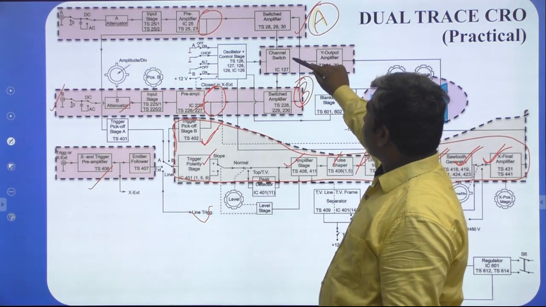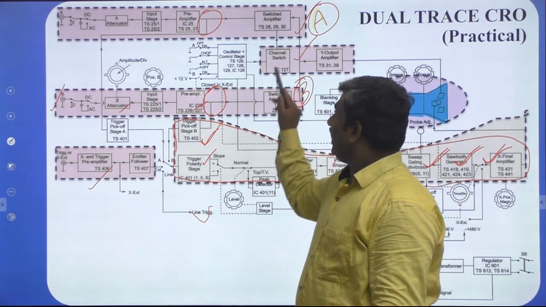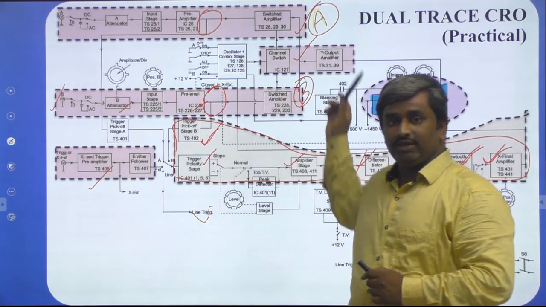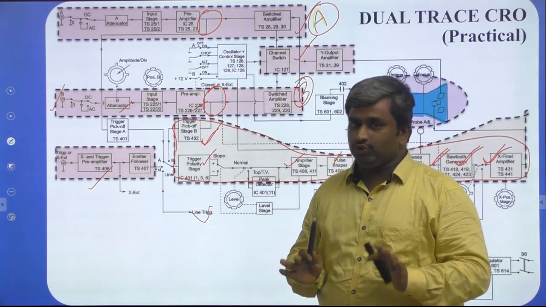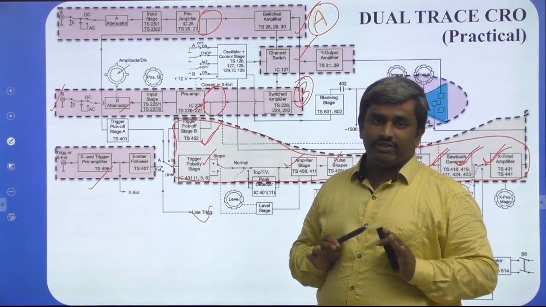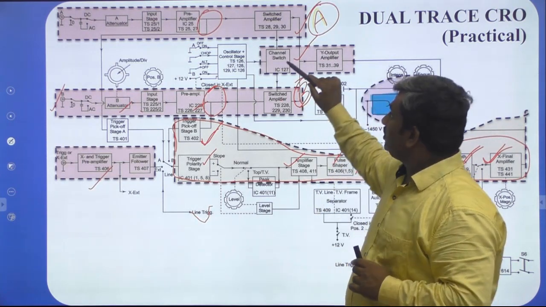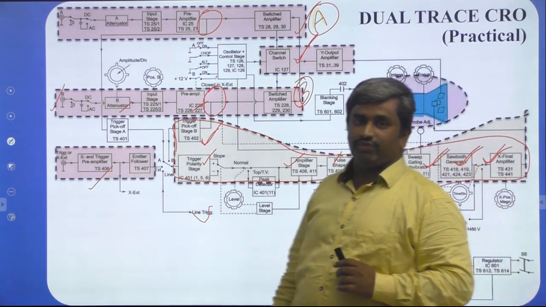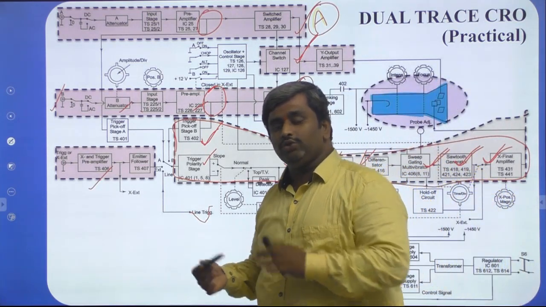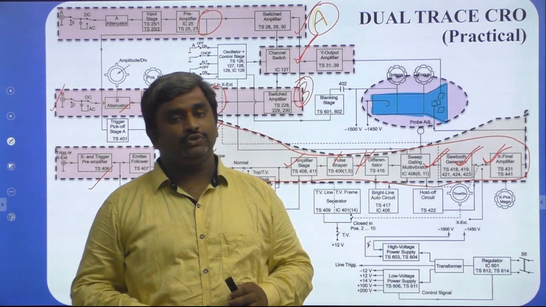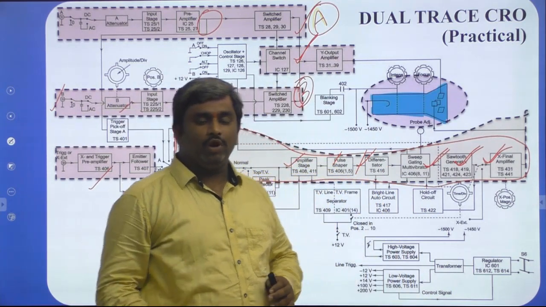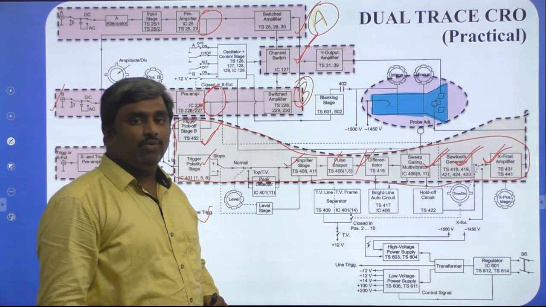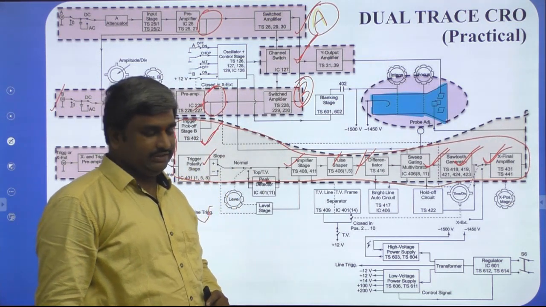So this is the channel switch. This is the electronic switch, from the block diagram of the dual trace CRO. In the dual trace CRO we have an electronic switch, so this is the switching part. It is used for the alternate mode or the chop mode of the dual trace CRO. With this switching operation we can see more signals in different time periods.